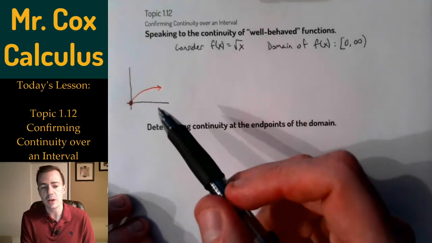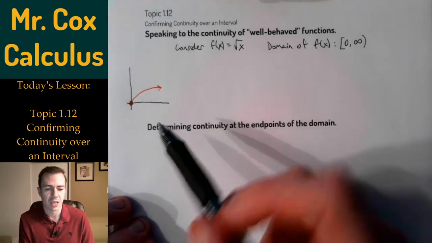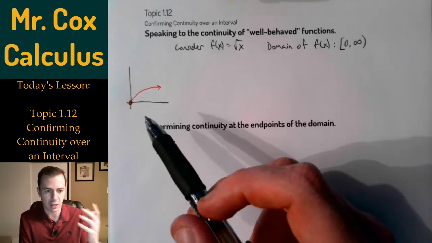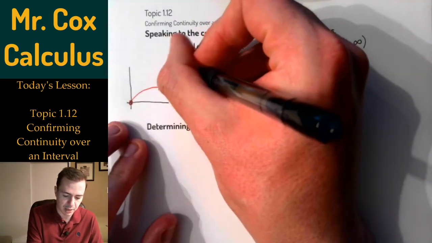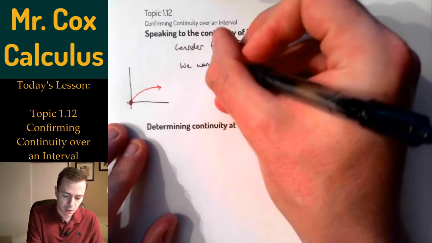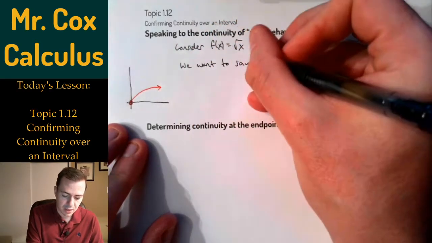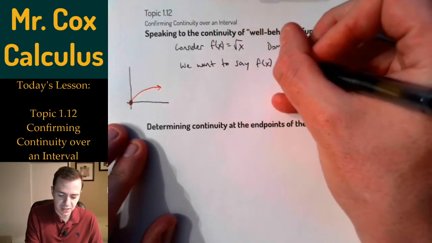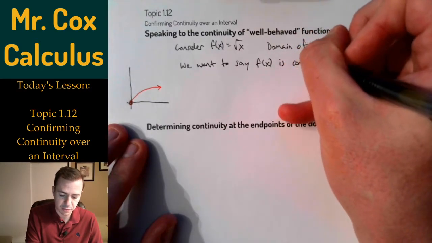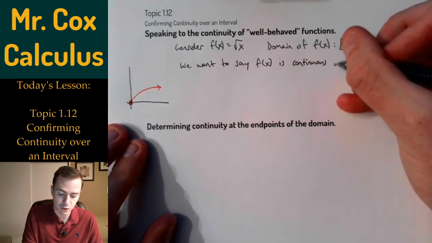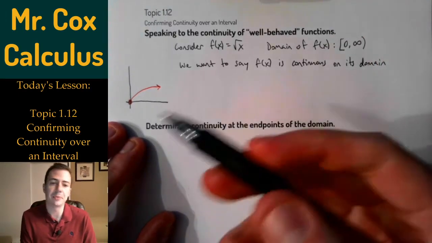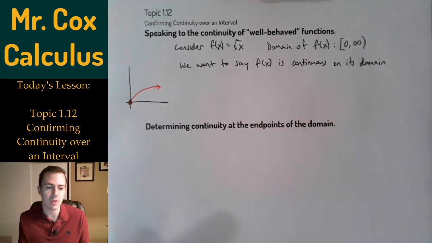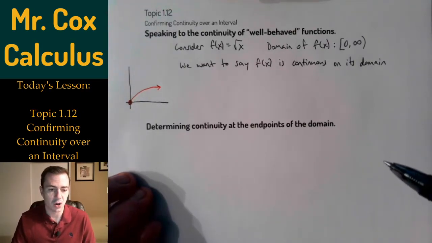And so what we really want to do is look at this graph and just intuitively, not even thinking about our calculus definition of continuity, say that f of x is continuous on its domain. Because it absolutely looks like it is. And I will tell you, in fact, it is continuous on its domain.